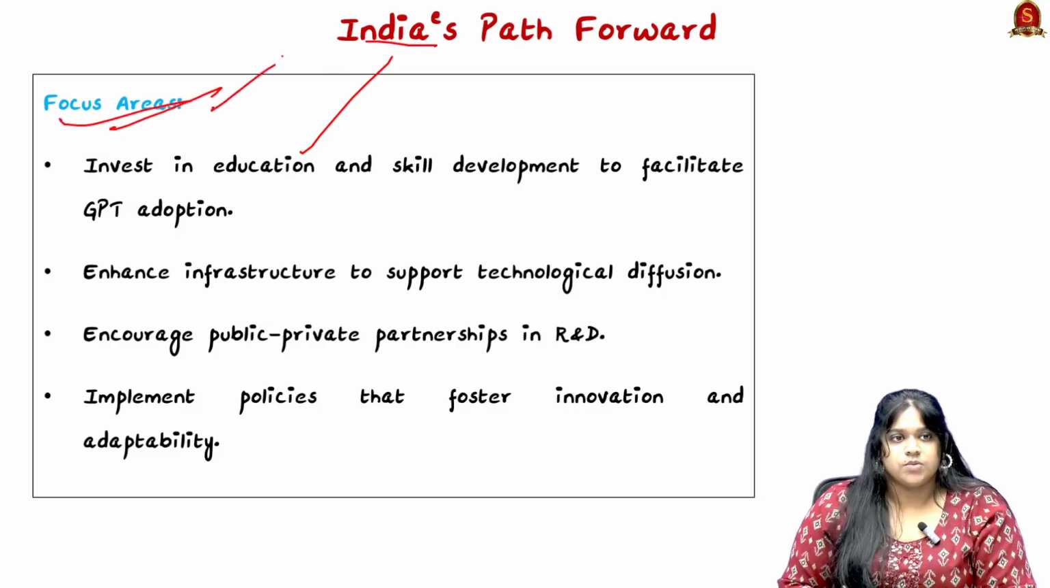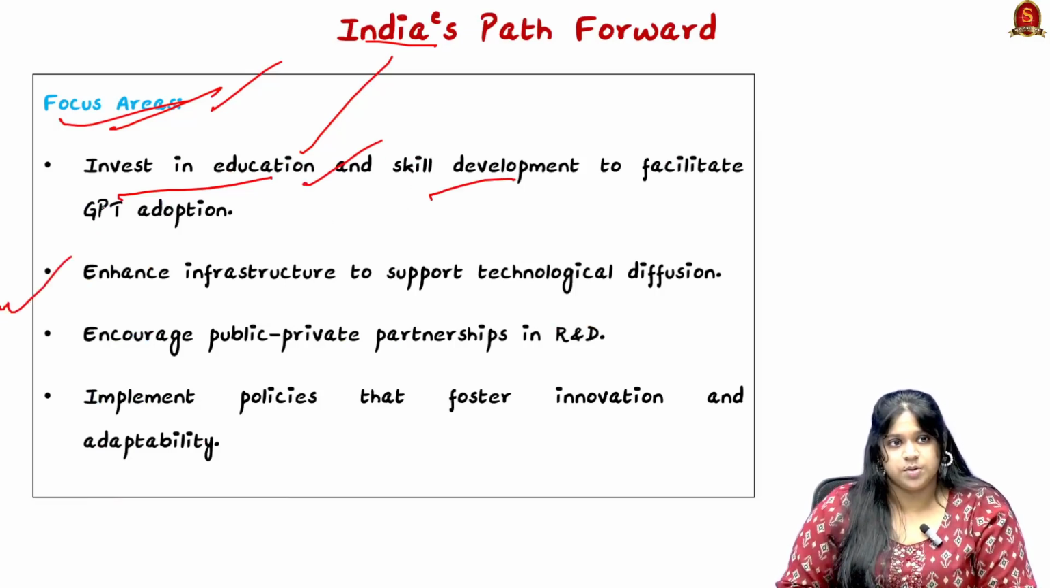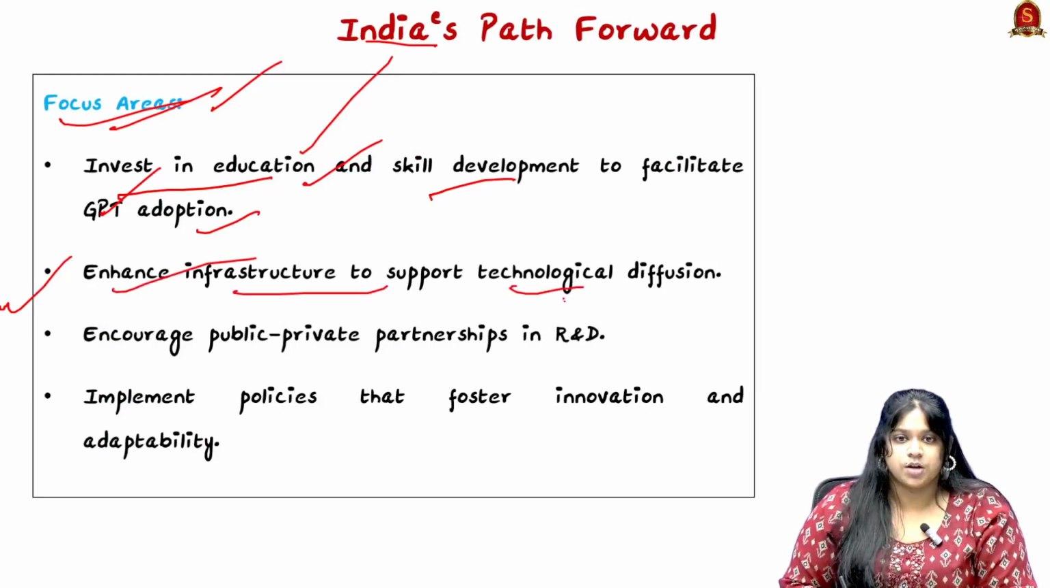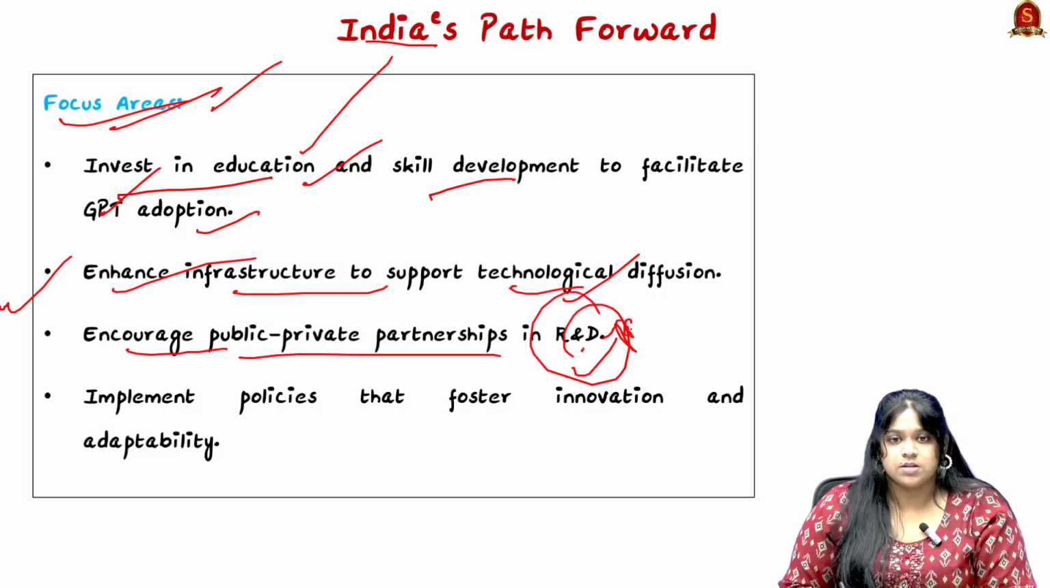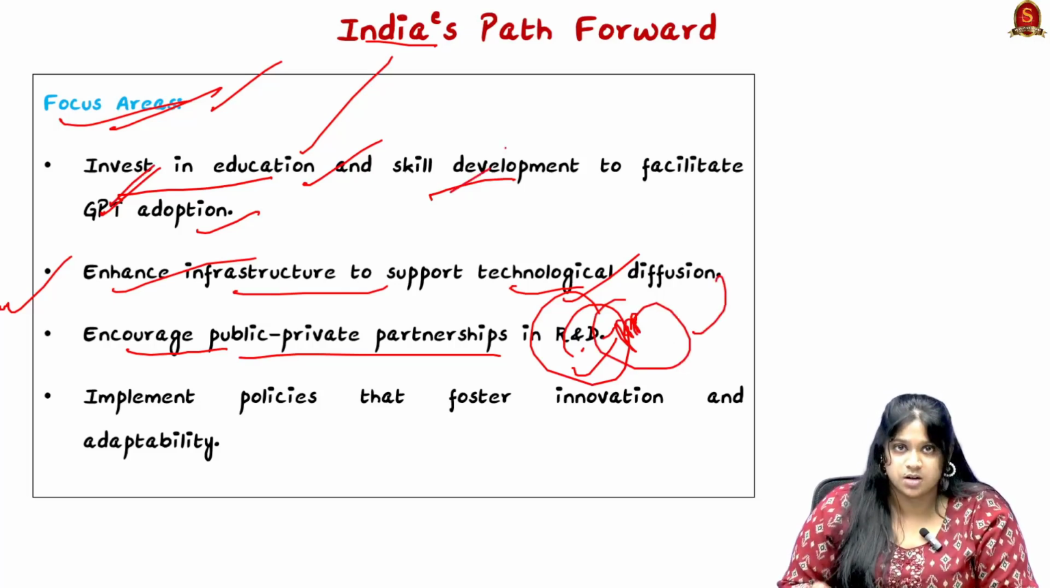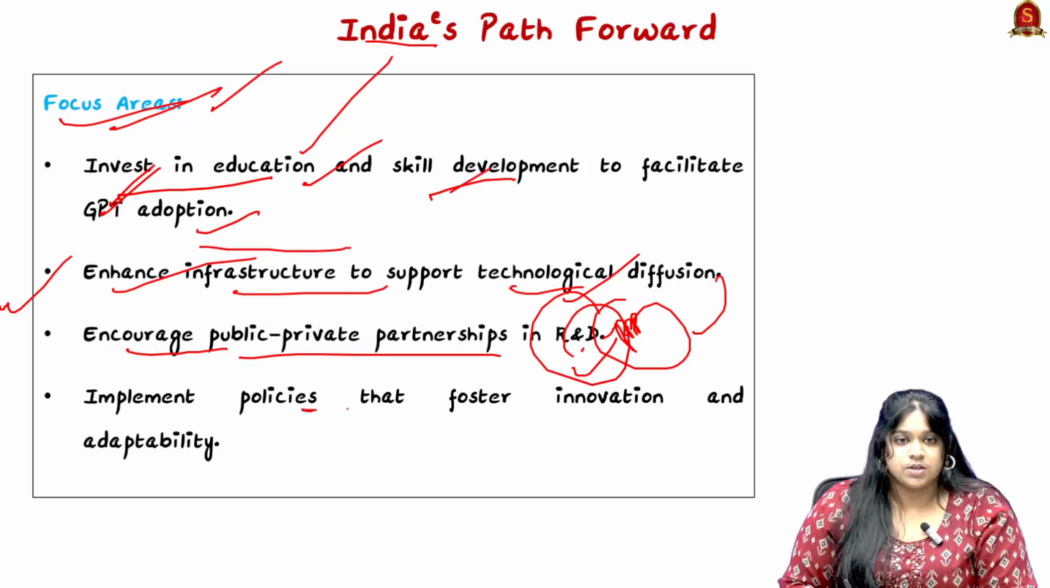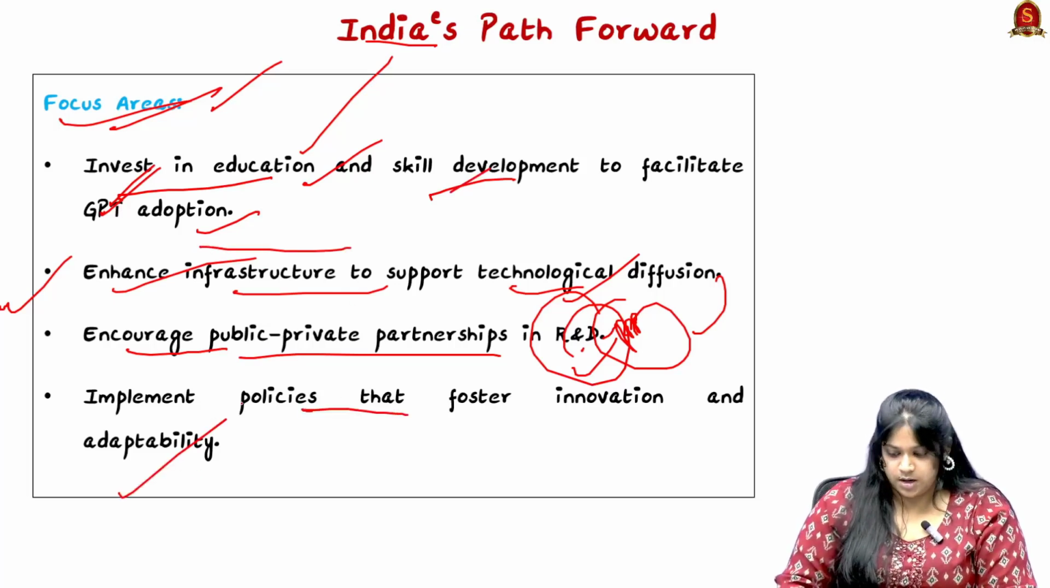So, when it comes to our focus area, we can invest in education, bring in skill development, facilitate general purpose technologies and adaptation, enhance infrastructure to support technological diffusion, and encourage public-private partnerships in R&D. The PPP models are very important for diffusion, even in education and skill development, and we need to implement policies that foster innovation and adaptability.